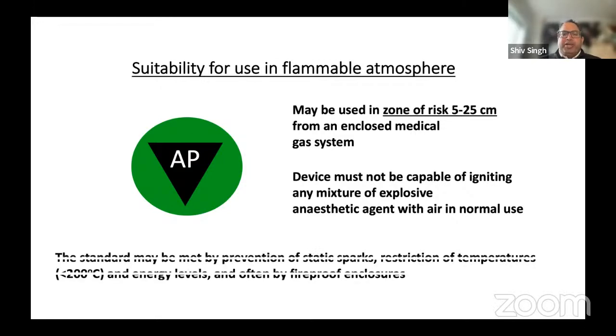Also important is the temperature. So the standards may be met by the prevention of static sparks, restriction of temperature. The temperature should remain less than 200 degrees Celsius. And there should be fireproof enclosures. Okay, and the energy level should be on the lower side.